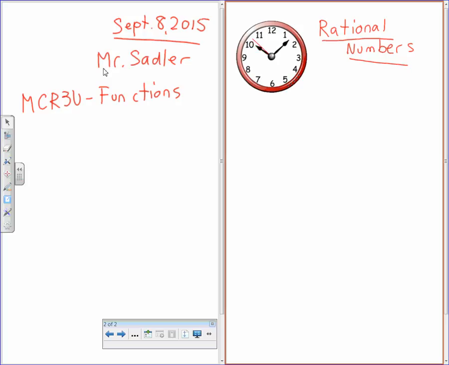Close. Well, rationalize we'll get to in a little bit. Let's start with ratio. What's a ratio? Comparing two things. Good. So a rational number is comparing two things. When I say a rational number is a fraction. Simple.